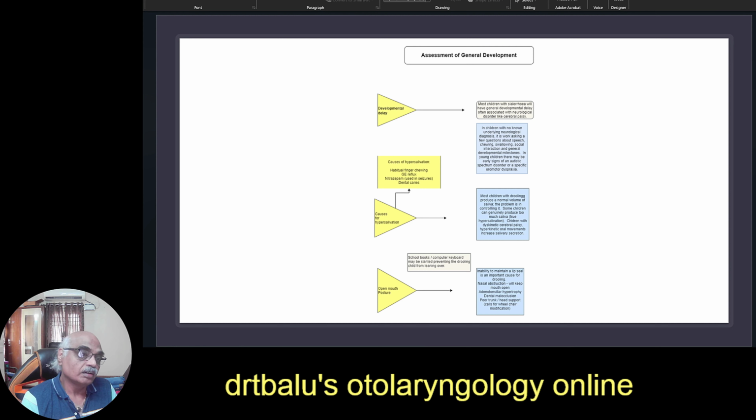I have already been telling nasal obstruction can lead to excessive salivation. Nasal obstruction can keep the mouth open, leading on to drooling. And then adenotonsillar hypertrophy again can cause oral breathing, keeping the mouth open, leading on to drooling. And then dental malocclusion again can cause open mouth posture, leading on to drooling.